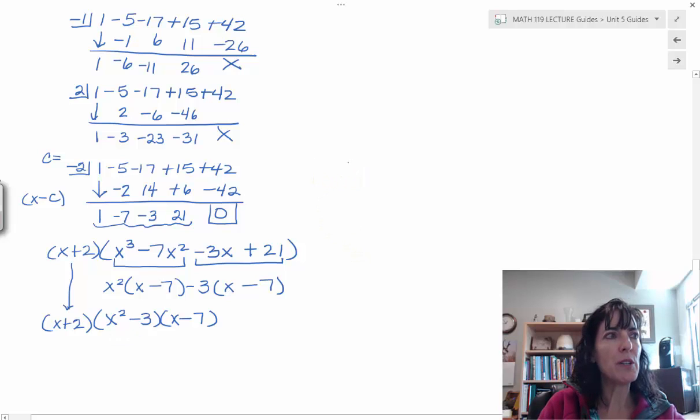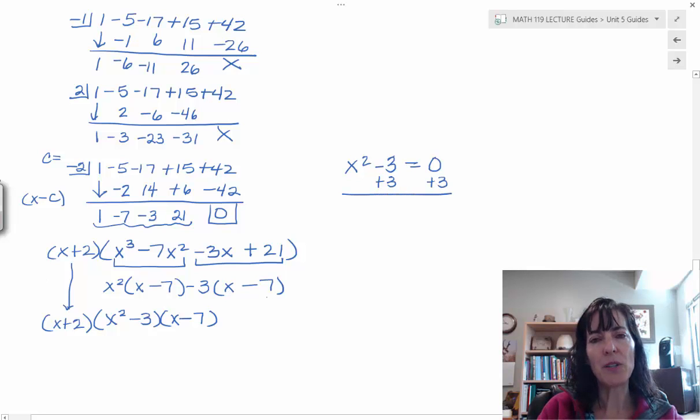So what I want to do is, off to the side, think about x squared minus 3 and set that to 0. So I'll add the 3 to both sides. Just like we would for that entire polynomial, you can set any factor to 0. In this case, I'm setting it to 0 to find my factor parts, and that's okay. It'll work out just as well.